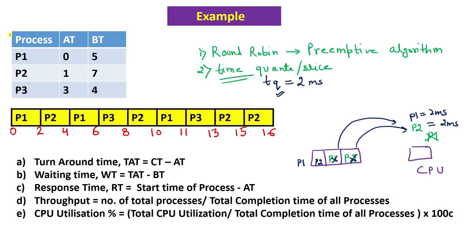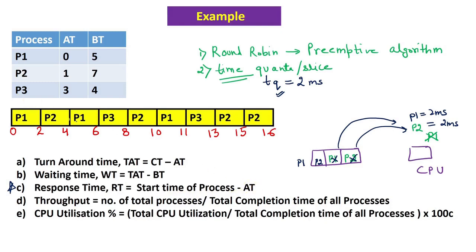In this round robin program, we have to take the process IDs, arrival time and burst time as input from the user. And then we have to print these as the output: turnaround time, waiting time, response time, throughput, and CPU utilization percentage. These are the formulas that we have discussed in the previous videos. One important thing to note is that the response time is equal to the start time of that particular process minus its arrival time.